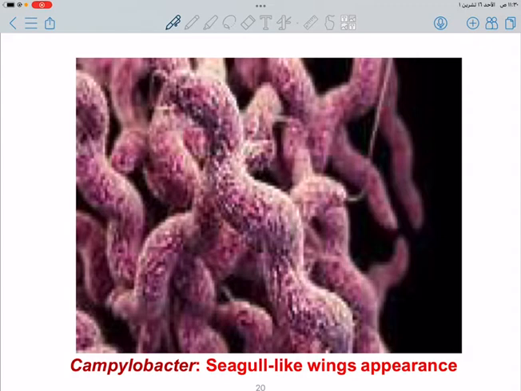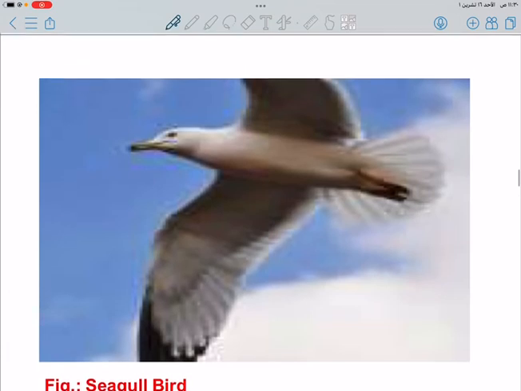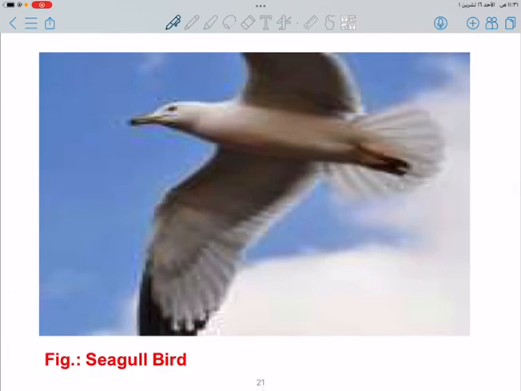This is Campylobacter. You can see it is similar to the seagull shape, like the wing of a seagull. Right? So, seagull shape.